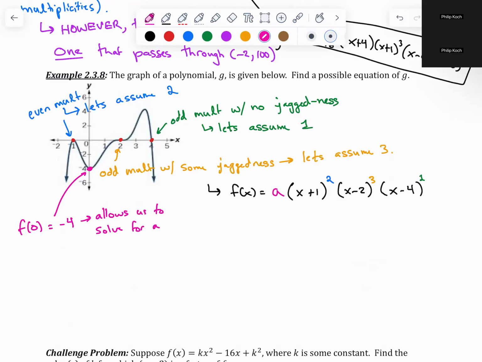So maybe on the exam, it might be that I give you the y-intercept. It might be that I give you a point right here and say that f of 3 is equal to 2. But either way, no matter what happens, we can solve for that. So f of 0 equals a times 0 plus 1 squared times 0 minus 2 cubed times 0 minus 4 to the first power. And that has to equal -4.